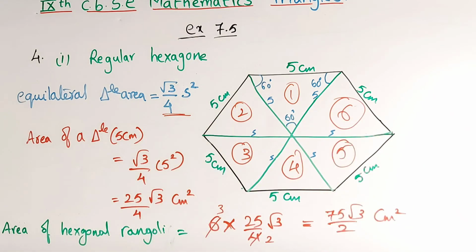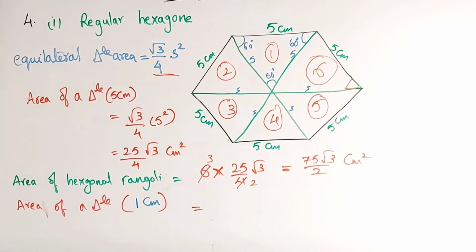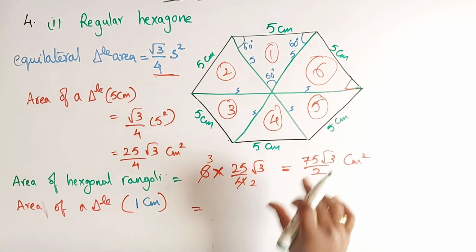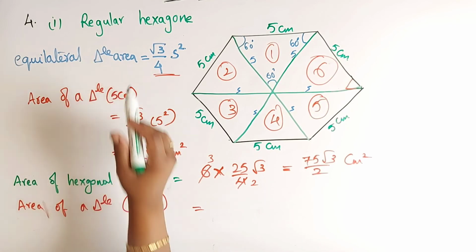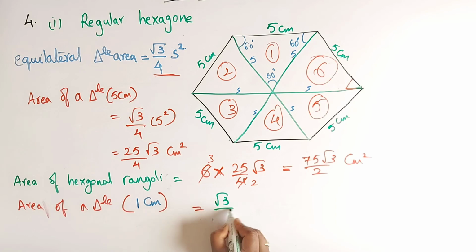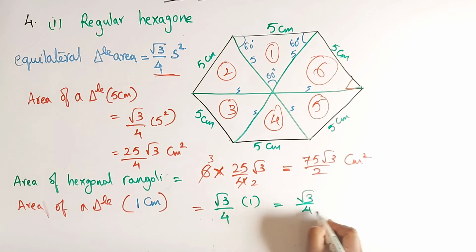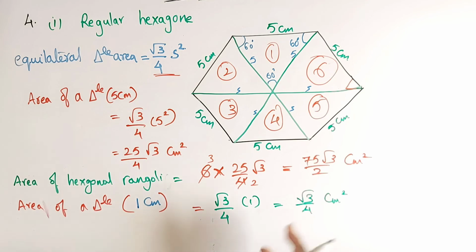Right, children? Now we have to find the area of an equilateral triangle with side 1 centimeter, because we have to fill with 1 centimeter triangles, right? What is the equilateral triangle area? Root 3 by 4 s square. S means 1 only. 1 square means 1 only. Right, children? That means root 3 by 4 centimeter square. Now it is a very easy question. We know the hexagon rangoli area and we have to fill that with triangles of 1 centimeter side. That also we know. Just divide.